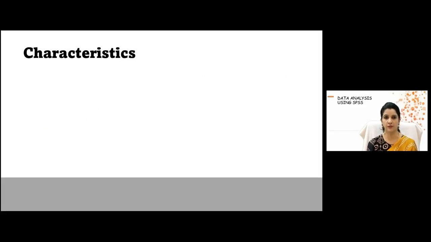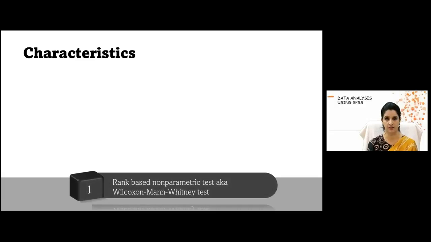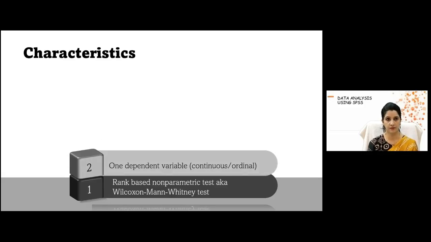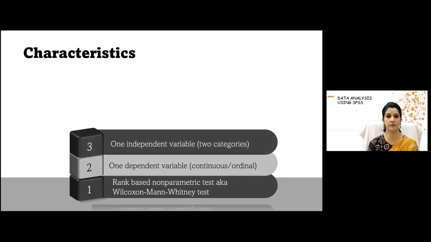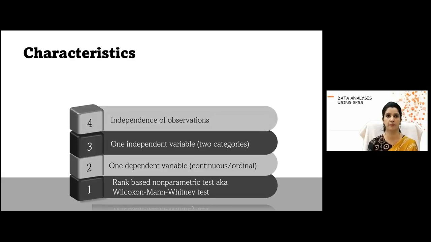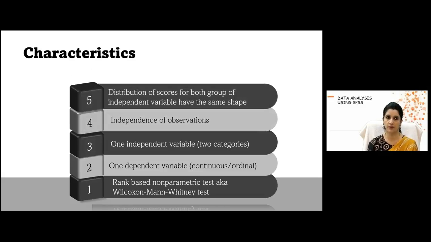Now the Mann-Whitney U test has certain characteristics. What are those characteristics? It is a rank-based non-parametric test, which is also known as the Wilcoxon-Mann-Whitney test. Here there is one dependent variable, which is a continuous variable, and one independent variable, which has two categories. This is the same as the independent sample t-test, and independence of observation and the distribution assumptions are the same as those of an independent sample t-test.